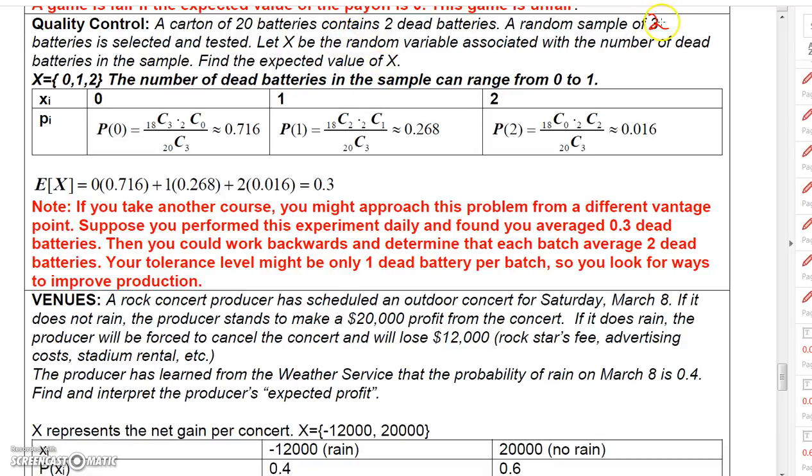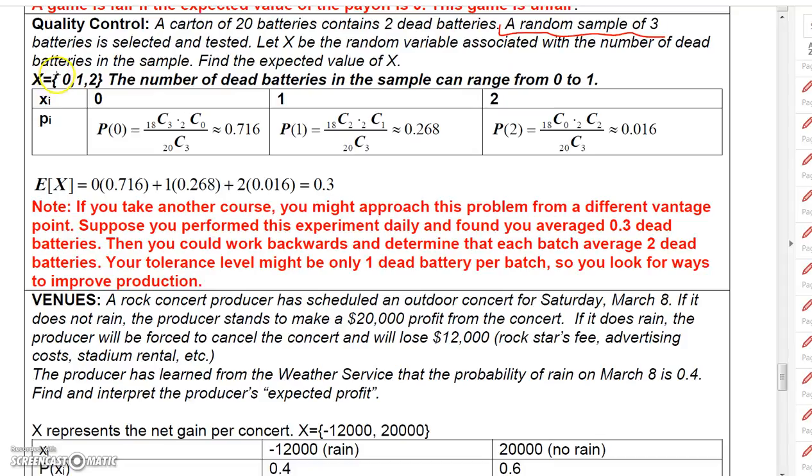Okay, hang on just a second. Yeah, I am taking a random sample of 3 batteries. I'm sorry, I was looking at the answer and I confused myself for a minute. But I'll explain this for you so you can understand it. Let X be the random variable associated with the number of dead batteries in the sample. Find the expected value of X.